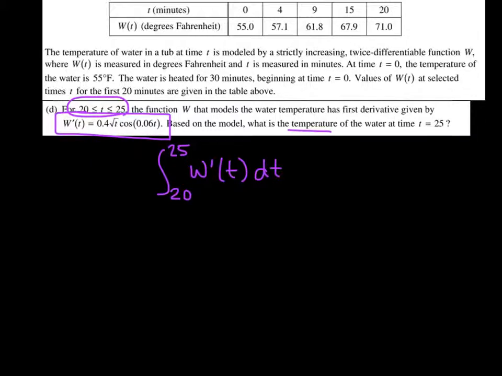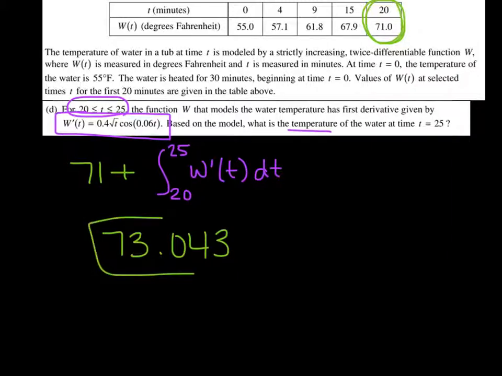So what do I need? Well, I need to keep in mind that I already had a temperature of the water at 20 minutes. 71 degrees is where I was starting, and then I just have to add on that change in temperature over those last 5 minutes. So what I want you to do is go ahead and pause the video, enter that into your calculator, and get an answer, and come back to me. Okay, so the answer I got when I entered in my calculator was 73.043 degrees. And that is my answer to part D.